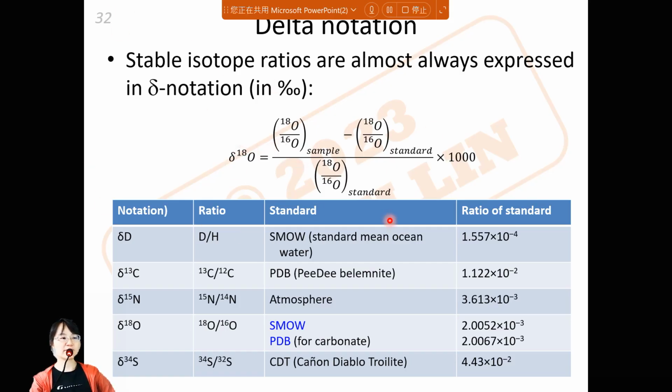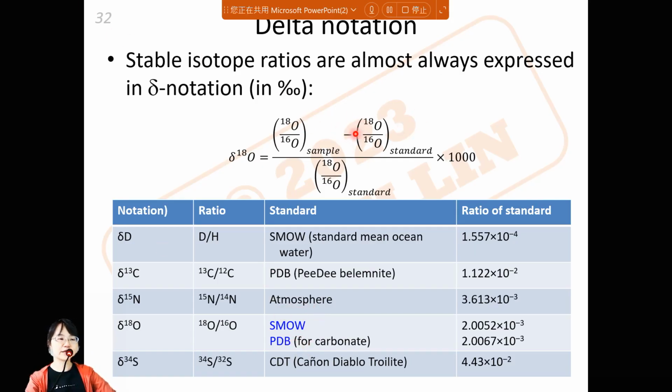So this is the definition. So we have the isotope ratio. This is mole to mole. This is also mole to mole. So we have the measured isotope ratio, oxygen-18 to oxygen-16, of our sample. And we calculate the difference in ratio between our sample and a standard. And for oxygen isotope, our standard is standard mean ocean water. This is when you measure water. And if you measure carbonate, for example, foraminifera, you use PDB belemnite.